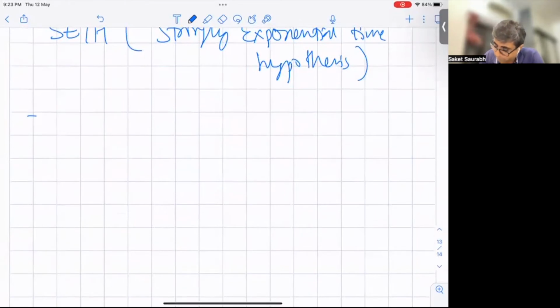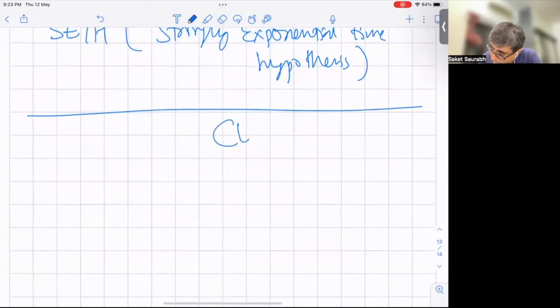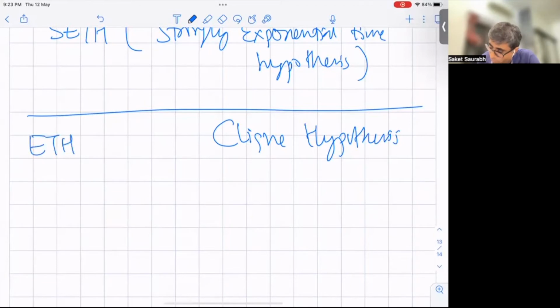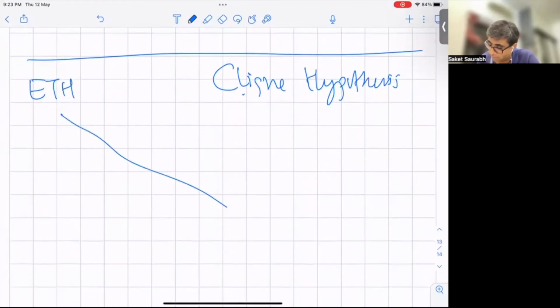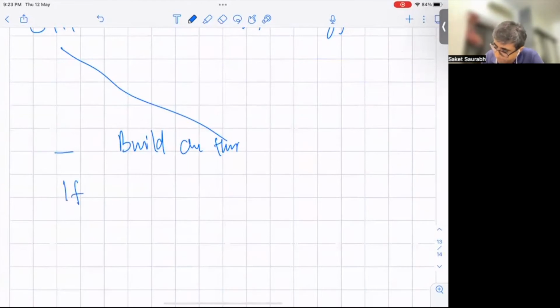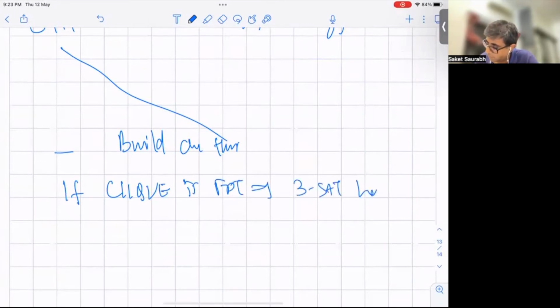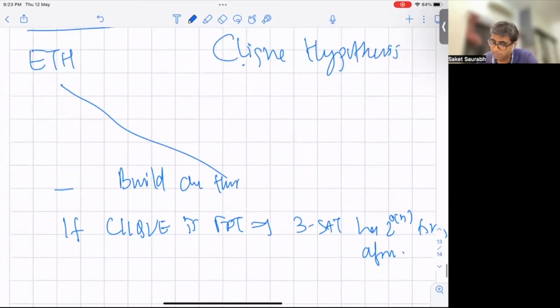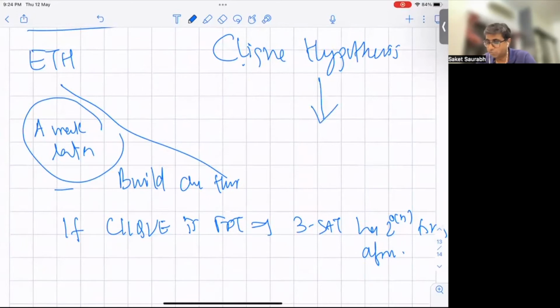And I also told you about the clique hypothesis, which is a backbone for FPT versus W[1]. But actually, we could build our theory directly from ETH. They are incomparable, but directly from ETH we could build our theory, in the sense that we'll say, look, if clique is FPT, it implies 3SAT has a 2 to the power little-o of n time algorithm. So we could start proving such reductions, but I will come to that about a week later. For now, I'm going to start from the clique hypothesis and show you some interesting reductions.